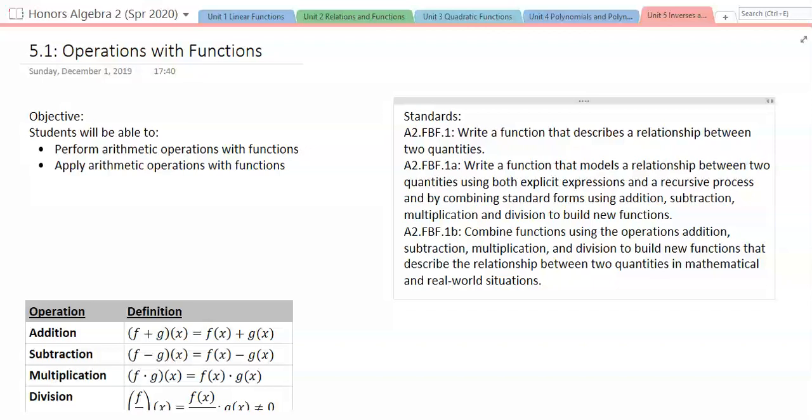Hey there, we are starting Unit 5 today, and so make sure you get these new notes in. Unit 5 is entitled Inverses and Radical Functions, and with Section 5.1 we're looking at operations with functions.